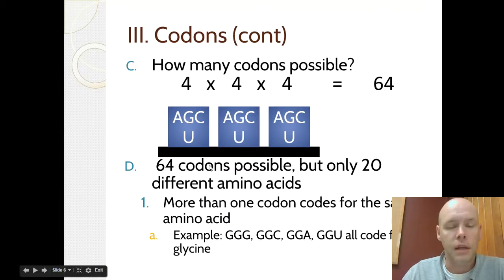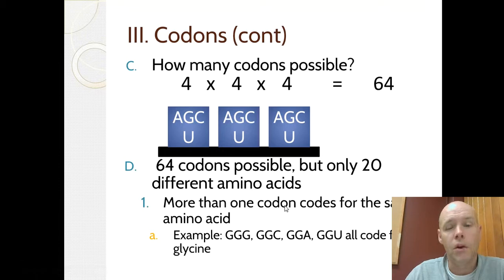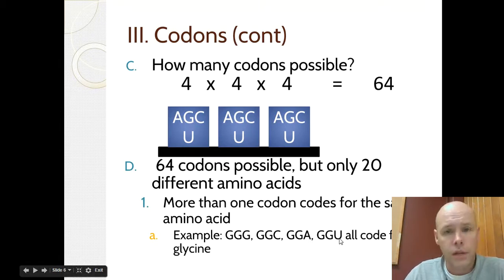Well, what does that mean? Well, more than one codon can code for the same amino acid. For example, GGG, GGC, GGA, GGU all code for the amino acid glycine.